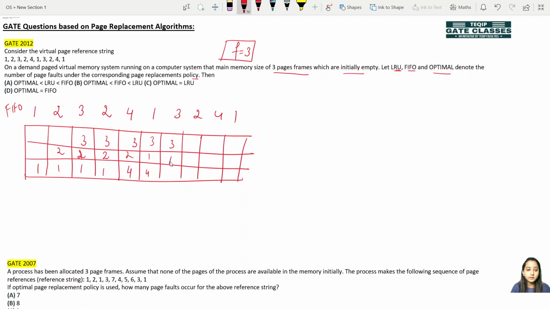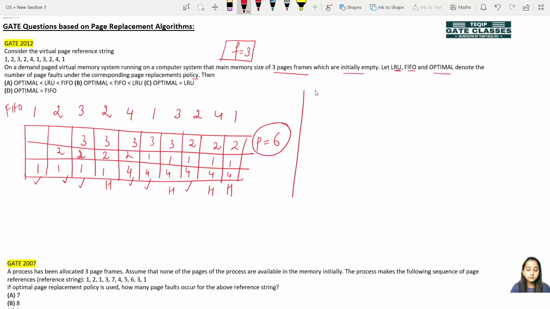3 is the same, it is already present here and here also. Then 2 will arrive, and it will be replaced here. Then 4 arrives. Then 1 arrives, it is already present, so it is a hit here also. Let me count the number of page faults: 1, 2, 3, 4, 5 and 6. So there are 6 page faults.